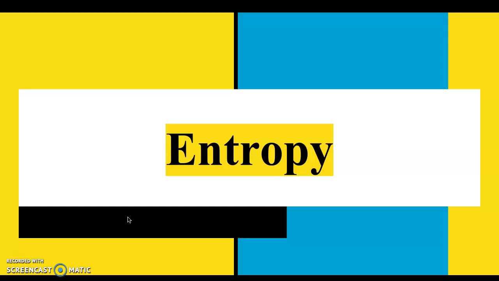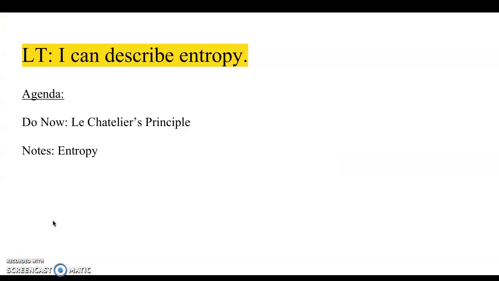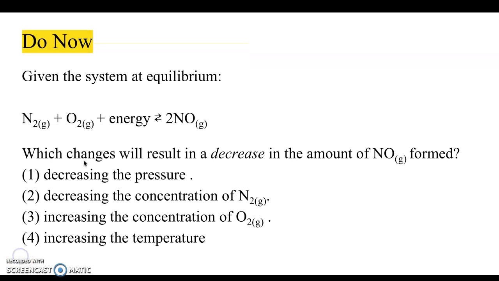Today we're going to talk about entropy, which is our last topic of the chapter. So today we're going to talk about what entropy is and how to apply that to chemical reactions. We're going to start with the do now and Le Chatelier's principle, finish out our notes, and then there's a few practice questions after this.